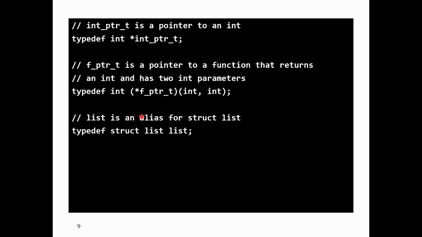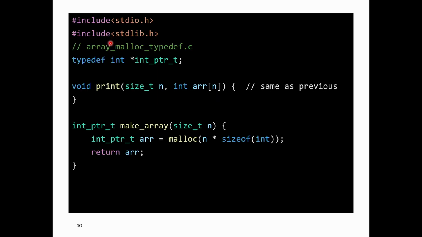So how about this int pointer type? Remember, whenever I use that name, that actually means int star, so pointer to int. So I can go back to that malloc example. Everywhere I wrote int star, I can now write int pointer type instead. So int pointer type array, that's the pointer returned by malloc. It's just a pointer to int.